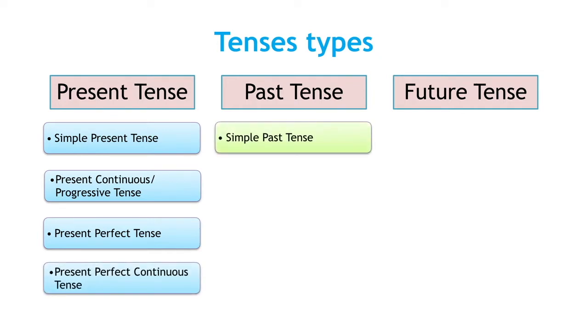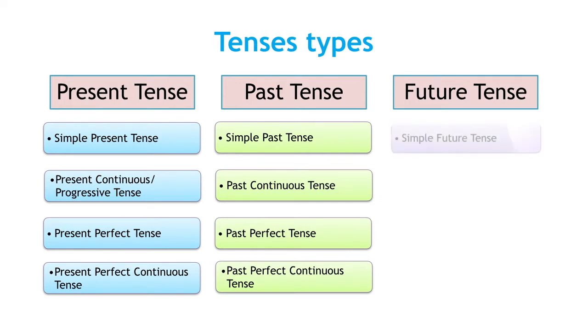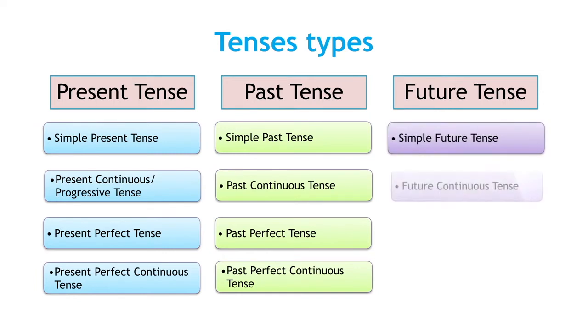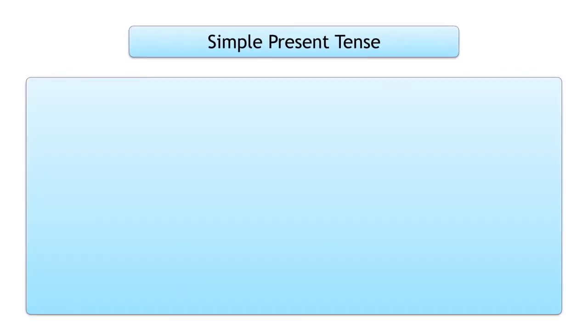The past tense again consists of four types: simple past, past continuous, past perfect, and past perfect continuous tense. While the present and the past tenses consist of four types, the future tense consists of three types: simple future, future continuous, and future perfect. Now let us understand the present tense. Simple present tense. Tom Cruise is a popular actor.